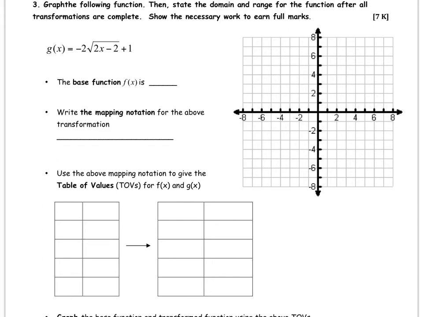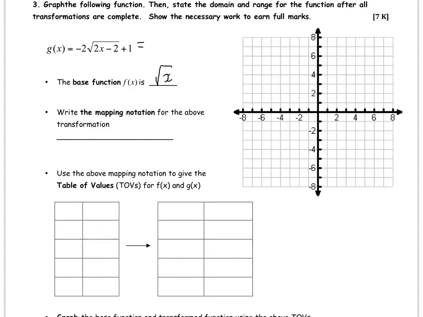The next question is about graphing the function g of x, which has undergone a series of transformations. First of all, based on g of x, the base function is simply square root of x. Then we write the mapping notation. To do that, first we are going to change the form of g of x so we can extract the information easily here.